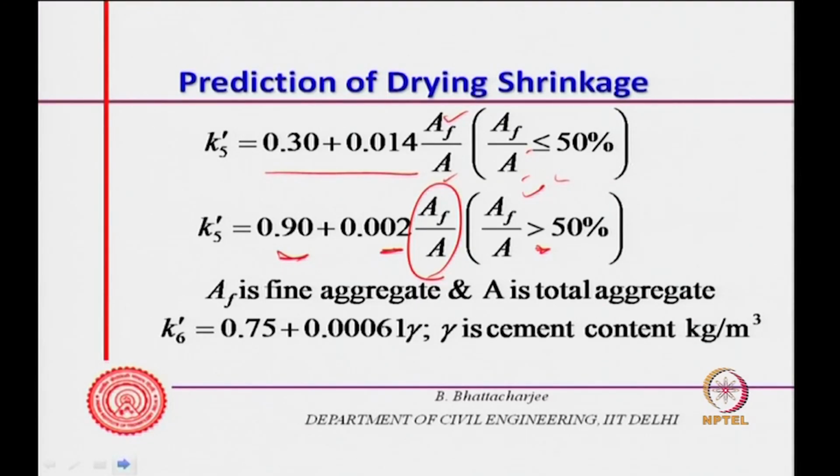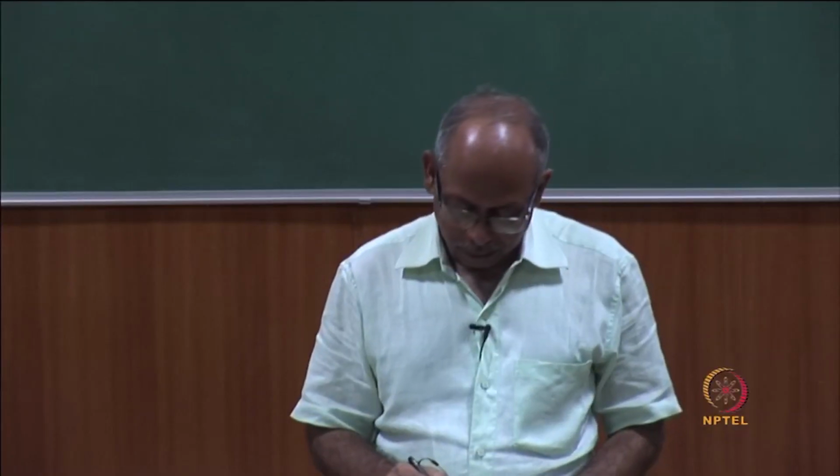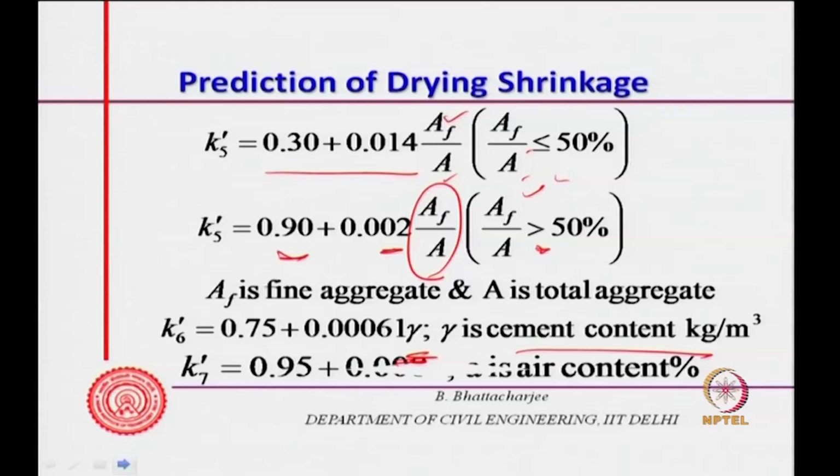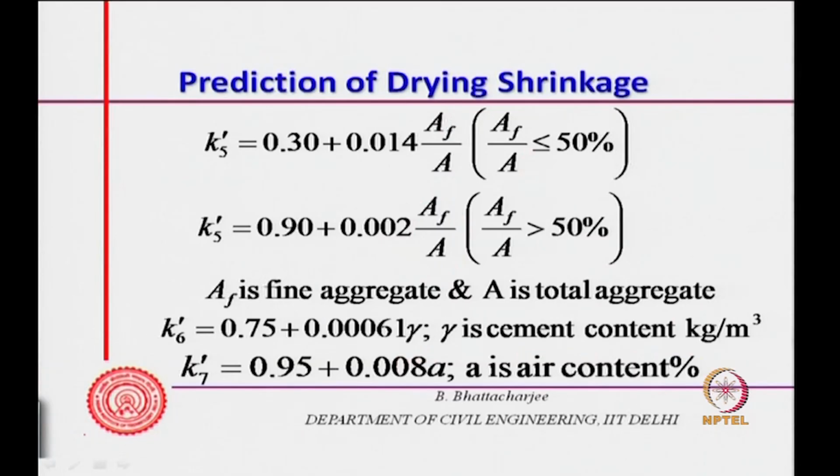K6 is related to cement content, and the higher the cement content, the more will be the shrinkage, because paste will increase, and this is given in kg per meter cube. And K7 is related to air content, because air content means more void, and therefore, the higher the air content, the higher will be the drying shrinkage.